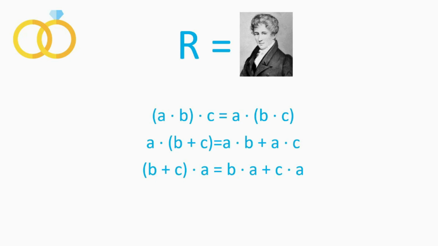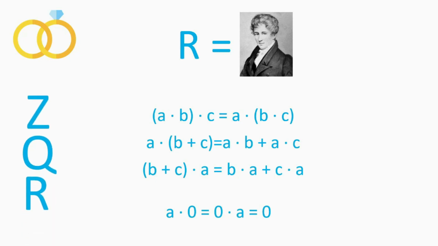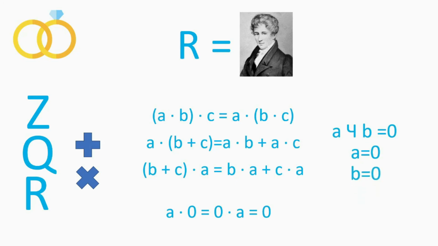The result of the definition of the ring is the property that for any A, A multiplied by 0 is equal to 0 multiplied by A, and it's equal to 0. Examples of rings could be sets of integers, rational and real numbers with addition and multiplication operations. The ring in which A multiplied by B equal to 0 implies that A is equal to 0 or B is equal to 0, is called the integral domain.